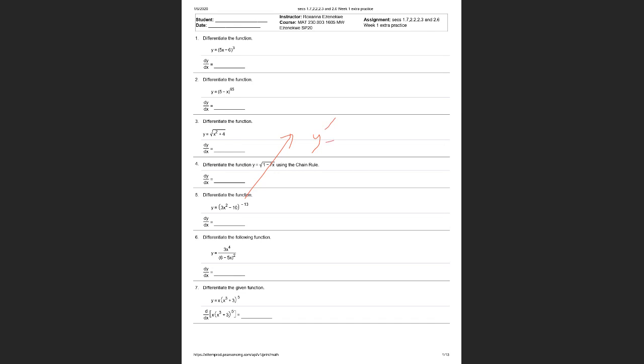I can just have y prime is equal to -13 into, bring down the inner function, everything in the inner function, 3x squared minus 10, close parenthesis. If I subtract 1 from -13, I have -14 as the power. Then multiply by the derivative of the inner function. And the derivative of the inner function is 6x.